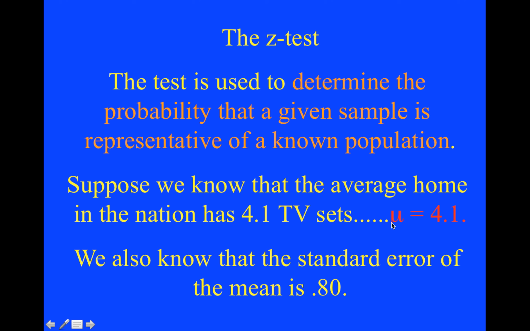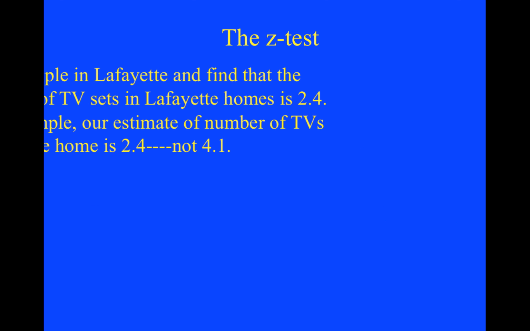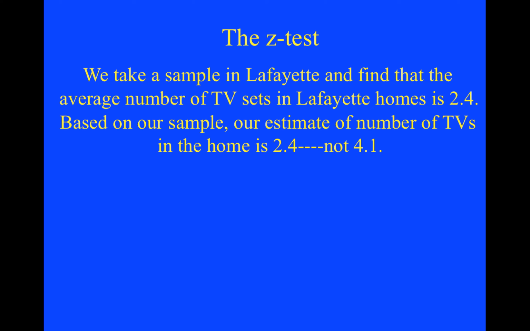Okay, so we have a known mean in the population of 4.1 TV sets and a standard error of the mean of 0.80. That means that the average deviation from the mean for every sample that we draw is 0.8. So those are our starting points for this example. Now, we take a sample in Lafayette, and we find that the number of TV sets in Lafayette homes is 2.4. We could do that in any variety of ways.